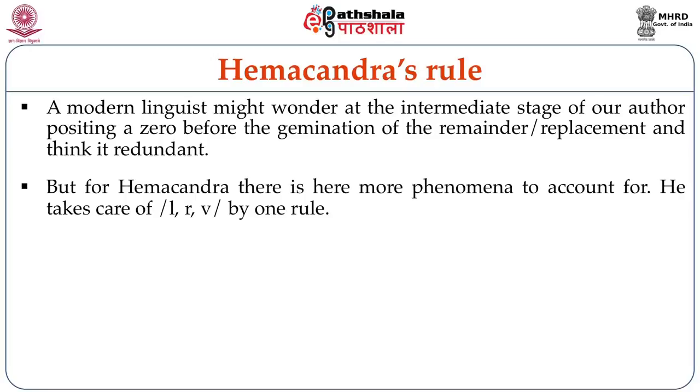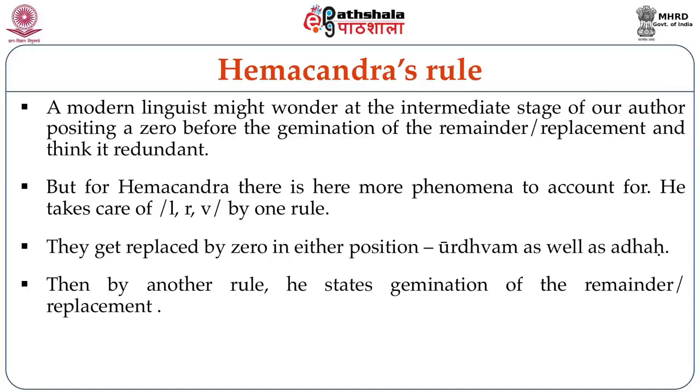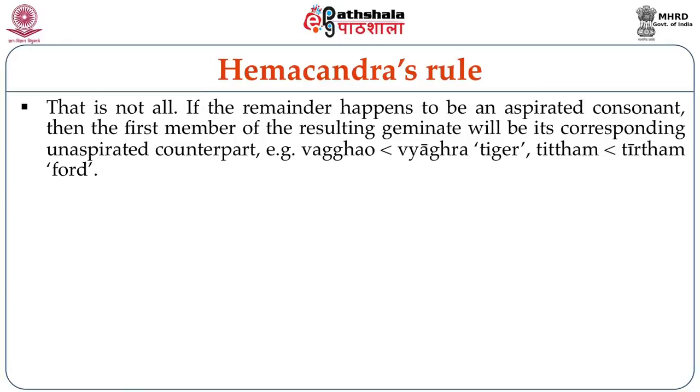He takes care of la, fa, va by one rule. They get replaced by zero in either position. Then by another rule, he states gemination of the remainder or replacement. Ulka becomes ukka, amitya, etc. That is not all. If the remainder happens to be an aspirated consonant, then the first member of the resulting geminate will be its corresponding unaspirated counterpart. For example, vyaghra becomes vaggha, tirtha becomes tittha, tirtham, ford.